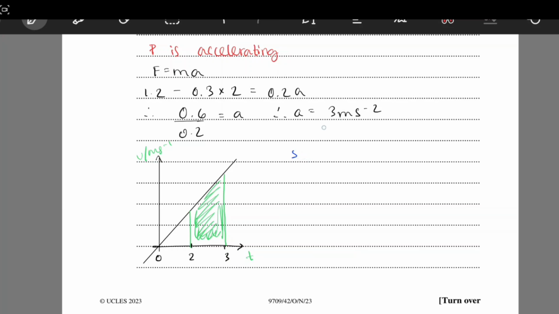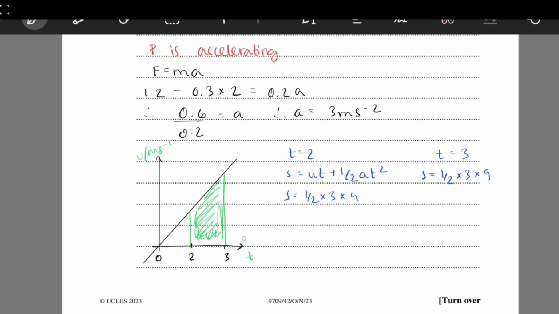So at t equals 2, s is equal to ut plus half at squared. u is 0 since it started at rest, t is 2, so s is equal to half times 3 times 4. 2 squared is just 4. And when t equals 3, s is equal to half times 3 times 9. So I have the displacements at each of these times.